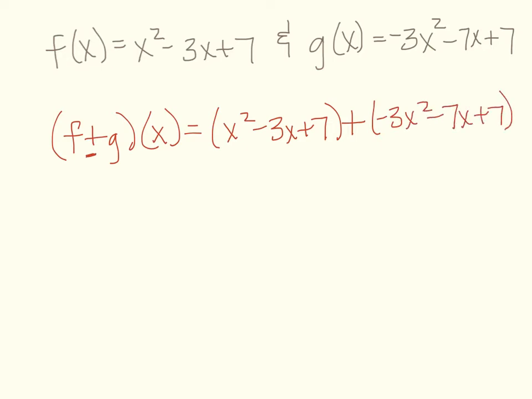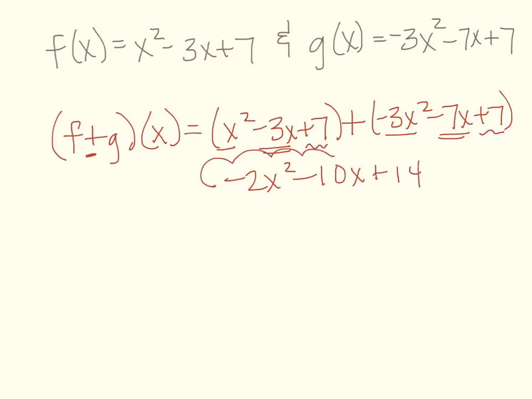Well, remember how to add polynomials, you just put like terms together. So x squared with x squared becomes negative 2x squared. Negative 3x take away 7x is negative 10x, and positive 7 plus positive 7 is positive 14. This is your final answer. Now you knew your answer was going to have an x in it because there was an x right here. Your answer was going to have an x because you were given an x here.